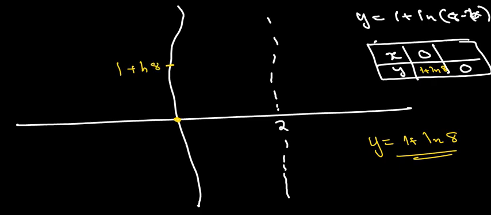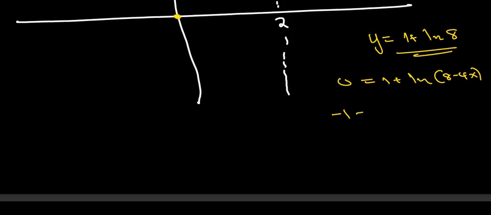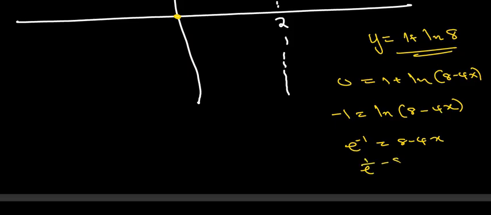Then if y is 0, we're trying to solve. This is ln 8 minus 4x. The 1 can go on the other side. We change this to exponential. It's going to give us 8 minus 4x. Take this on the other side. It will be 1 over e minus 8 is equal to negative 4x.